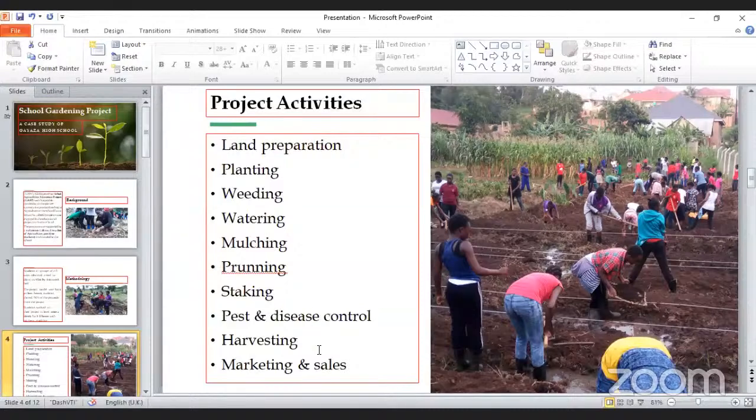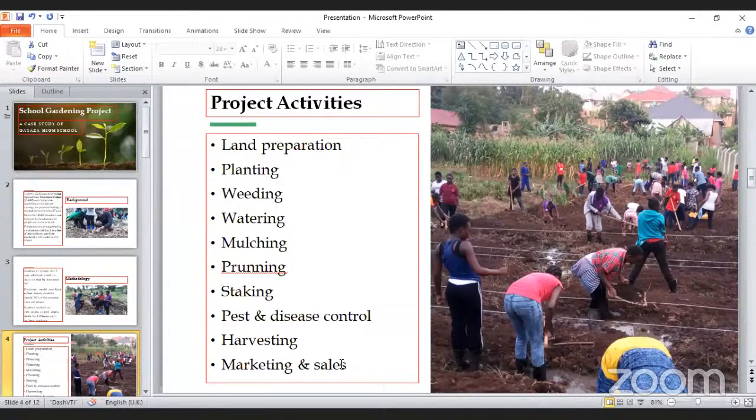We could harvest these vegetables, and it was always very key that we have a market day on the school visitation day. So these students sell their vegetables to their parents.